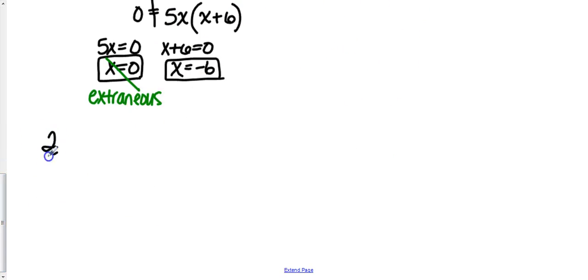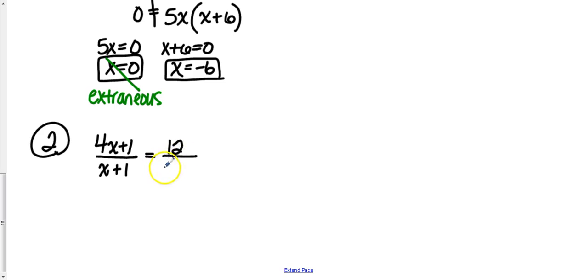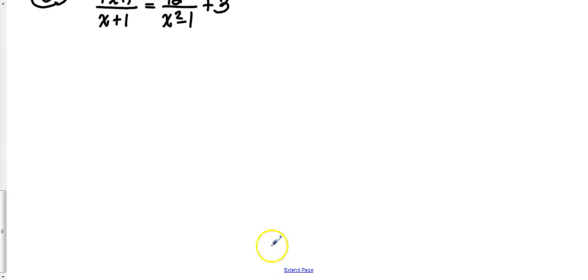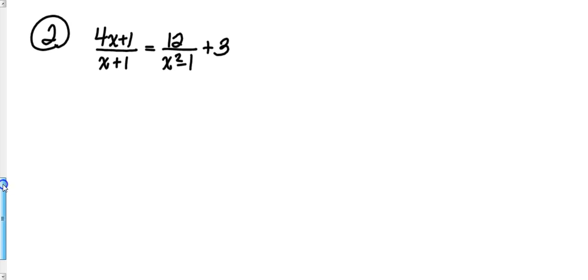We have (4x + 1) divided by (x + 1) equals 12 divided by (x squared minus 1) plus 3. Keeping track of the sides of the equation is very important, so we will keep this line going down the equal sign. And our first task is to simplify each side.